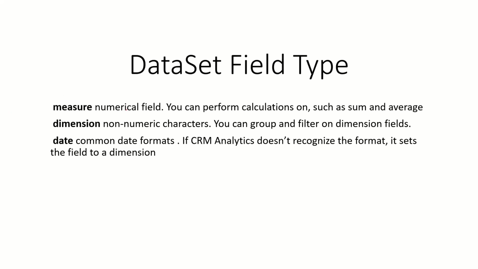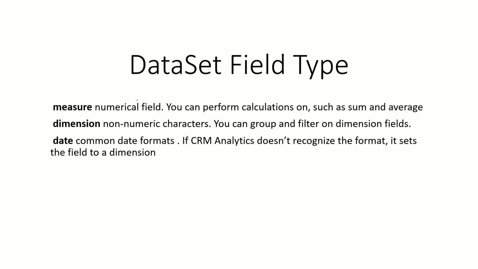So first of all, what is a measure? A measure is nothing but a numerical field. Any numerical field, it might be a zip code, it might be a product code, or any field which is numerical, then the field type of that field is measure in CRM Analytics, and we can perform calculations such as sum and average and so on on those fields. That's the reason we have to define the field type as measure to do operations like count, sum, and average.